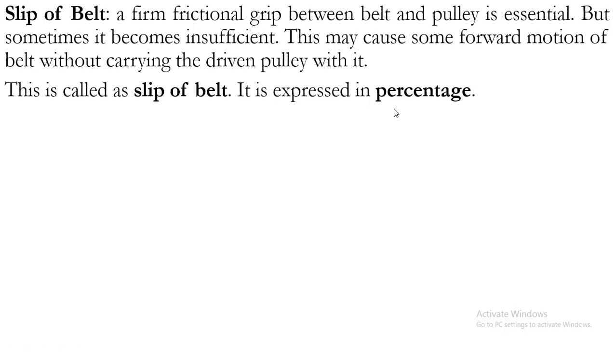There should be sufficient frictional grip between the belt and the pulley surface for efficient power transmission. When this frictional grip is or becomes insufficient, the belt will move forward without making the driven pulley rotate. So that will cause what? The driven pulley will not rotate. That means there is no power transmission. So that is called slip of the belt, and it will be expressed in terms of percentage.